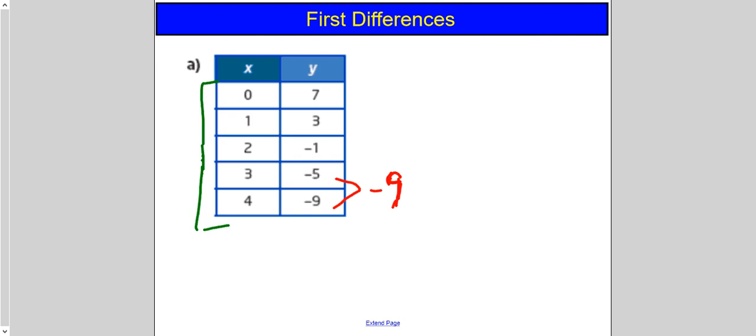Sorry about that. My pen is not writing well today. And we are going to subtract the number above it. So -9 minus -5. So remember, 2 negatives make a positive. So 2 negatives here make a positive. So -9 plus 5, which is going to give me -4.